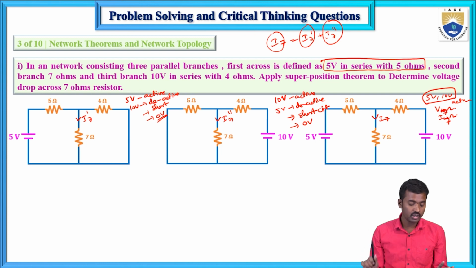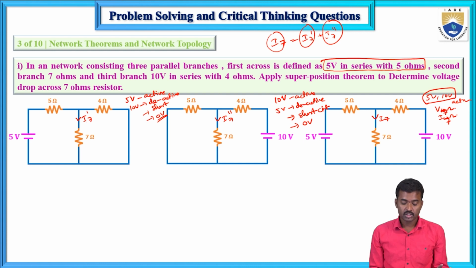At a time, only one source should be active, and all remaining sources should be inactive. Here 5 volts and 10 volts active. In that case, I7 dash is with 10 volts deactive and 5 volts active, and I7 double dash is with 10 volts active and 5 volts deactive. So these two are the individual responses. When two sources are active, that condition is the total response. Total response equals the sum of the individual responses. That is the superposition theorem statement.